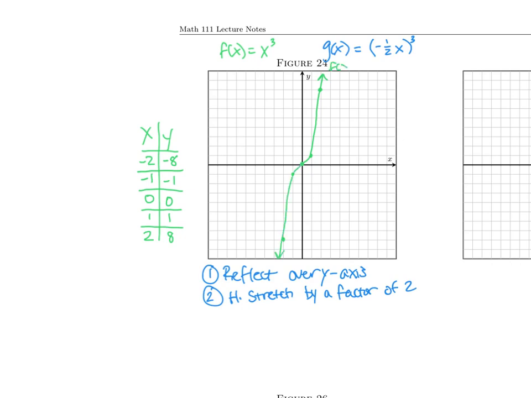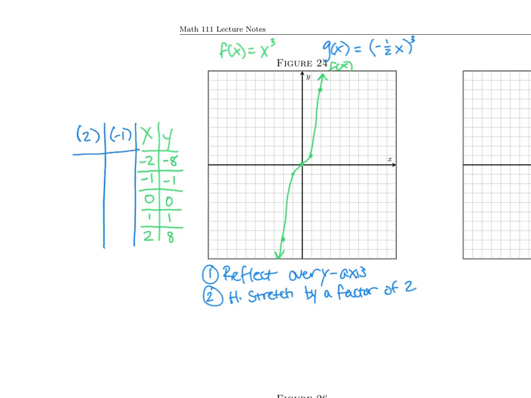So that is our f of x. Then we have 2 things happening to our x values. The first thing that's happening is we are reflecting, so we're multiplying by a -1. And then we're being stretched, so then we're going to multiply it by 2.